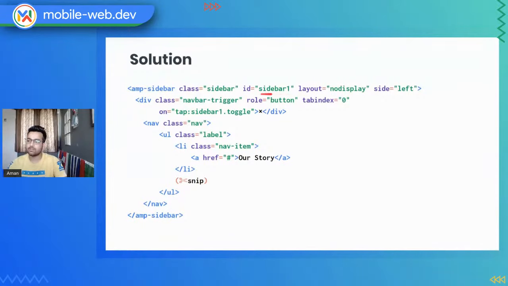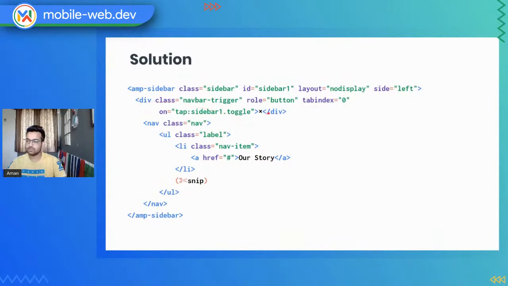This ID is required so that our on-click action can actually detect which div or DOM element it has to manipulate. So then you have to put layout and side. These are some of the properties and attributes that you can find on the AMP sidebar component documentation. You don't need to remember them at all. Again, you just need to put the boilerplate, and the rest of the things will go inside here.